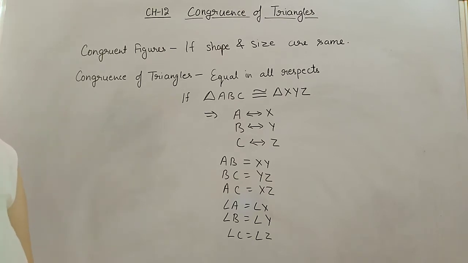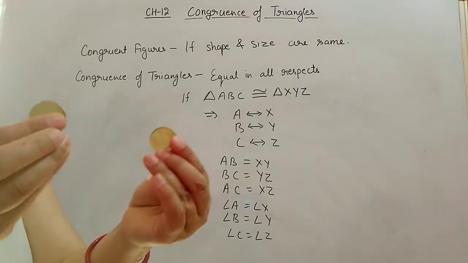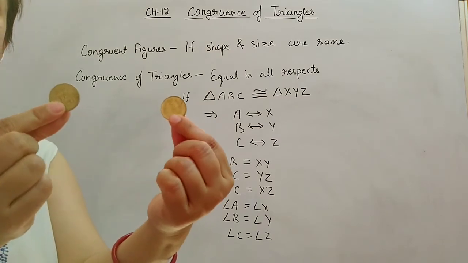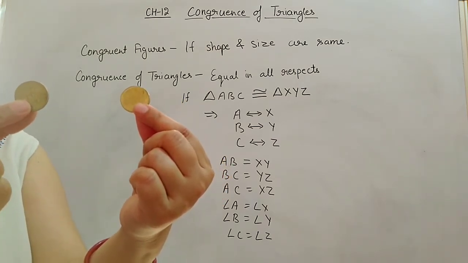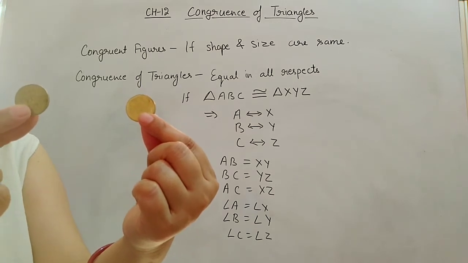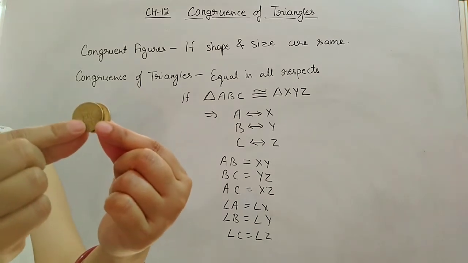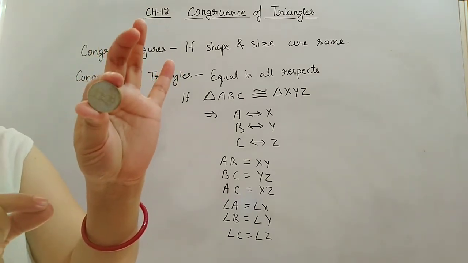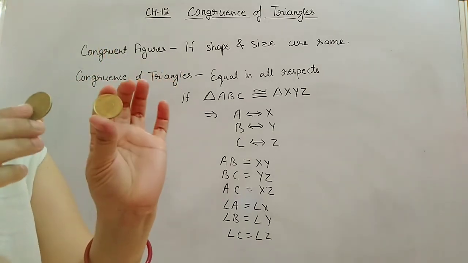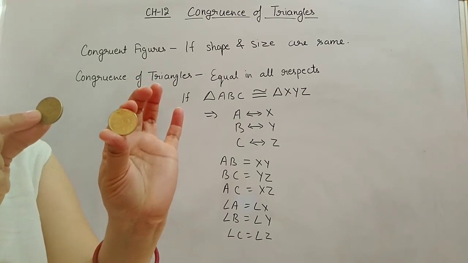For example, if you have two circles, see these two coins, and these two coins are exactly the same in shape and size. So how to know these are exactly the same? If we overlap these two coins, then they will overlap each other exactly. It means these two coins are congruent to each other.